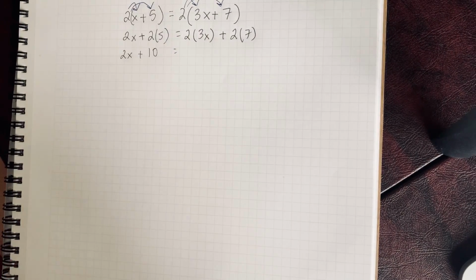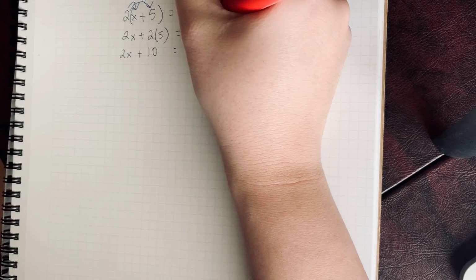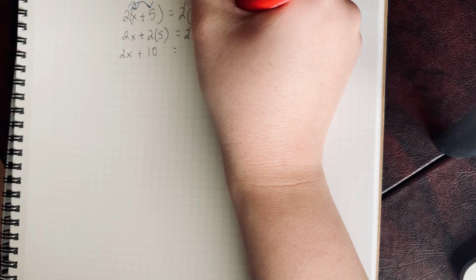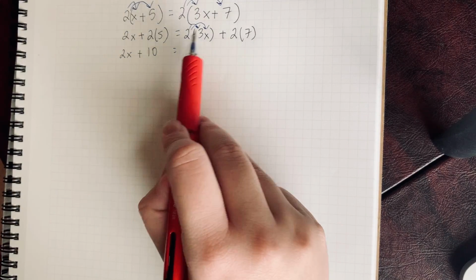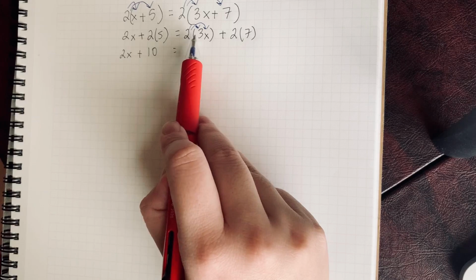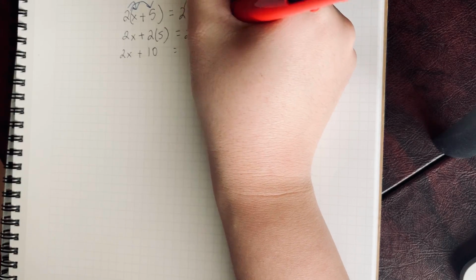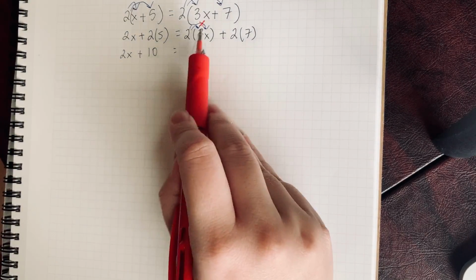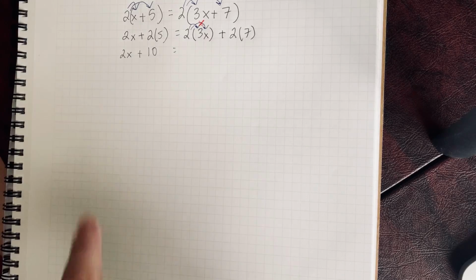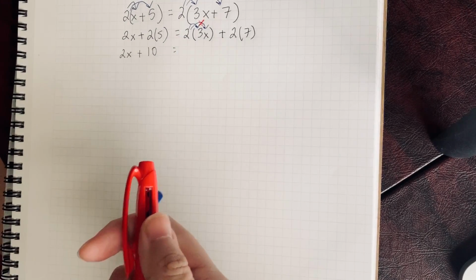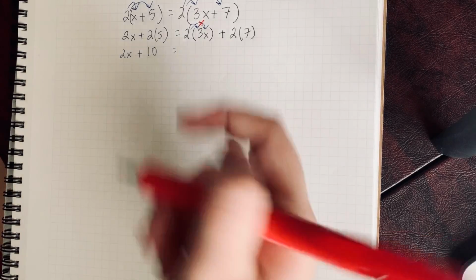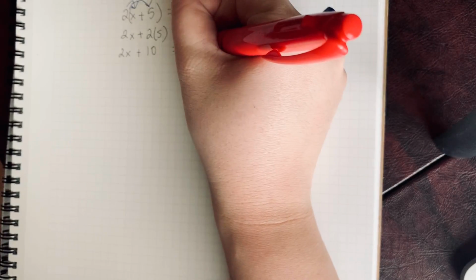All right, 2 times 3x is a little bit tricky. Not really. Well, the 2, you can't multiply it by the x because 2 and x are kind of two different things. So really all you're doing is you're doing 2 times 3 and then slapping an x on it. So 2 times 3 gives us 6. And then we just put the x right there.